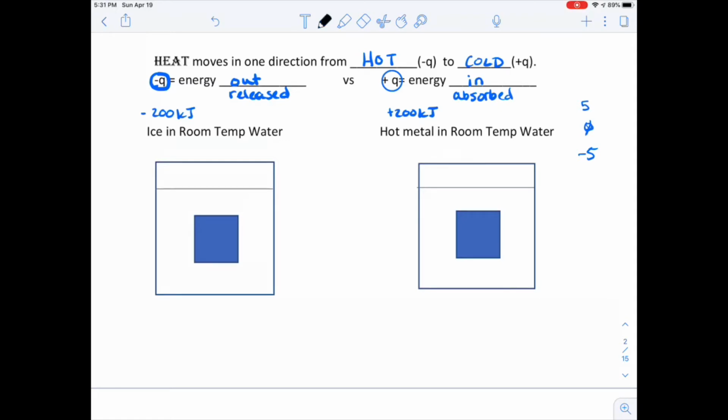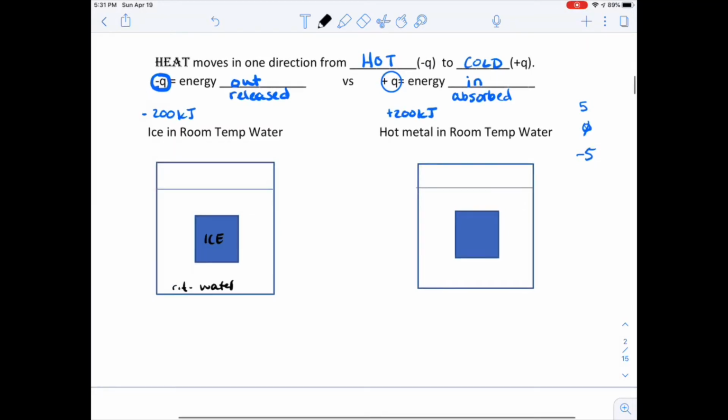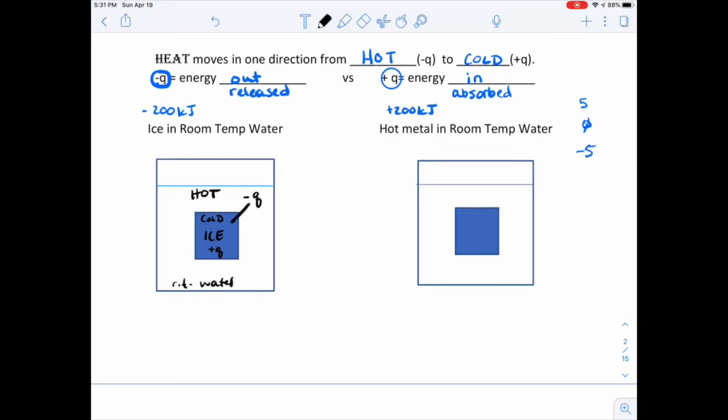So if our ice is in room temperature water, comparatively, the one that's hot compared to the ice is going to be the room temperature water. So the water is going to be hot. Of course, that's comparatively to the ice, which is cold. So the hot is the one that's negative Q, and the cold is the one that's positive Q. How does heat flow? From hot to cold. It's flowing into the ice, and of course this is surrounded in.